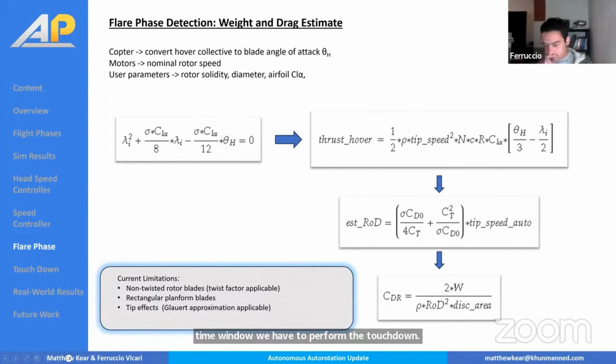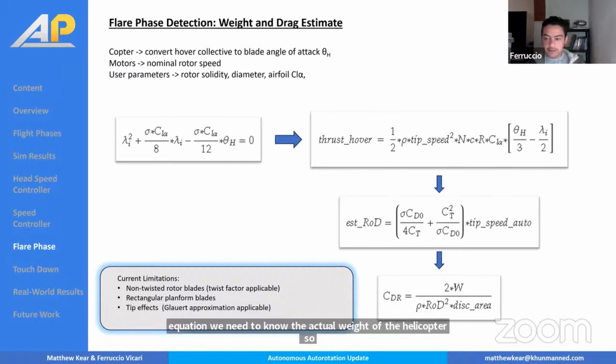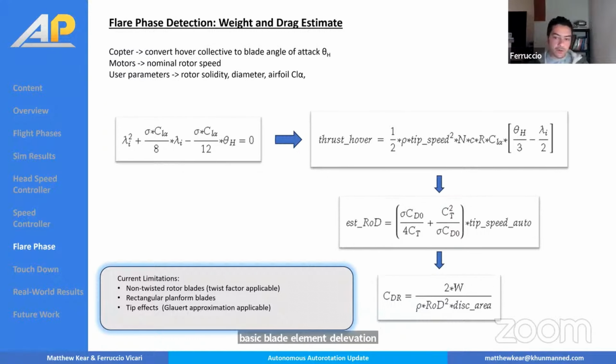So as I said before, the code needs to run some estimation before outputting a flare altitude value. This is due to the nature of the previous equation. We need to know the actual weight of the helicopter. So by running some basic blade element derivation formulas, we can estimate both the thrust of the helicopter, the rate of descent estimated, and of course the coefficient of drag.